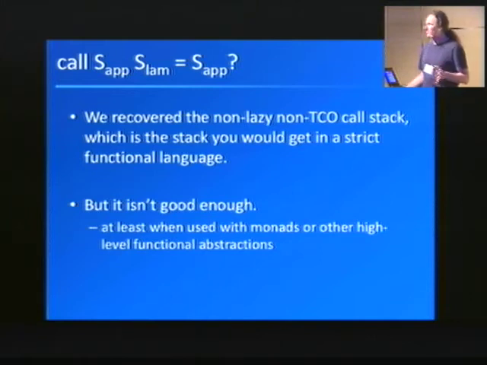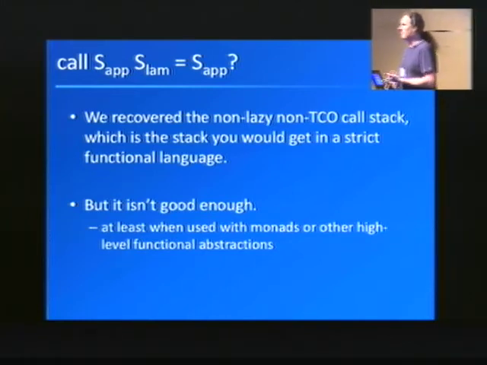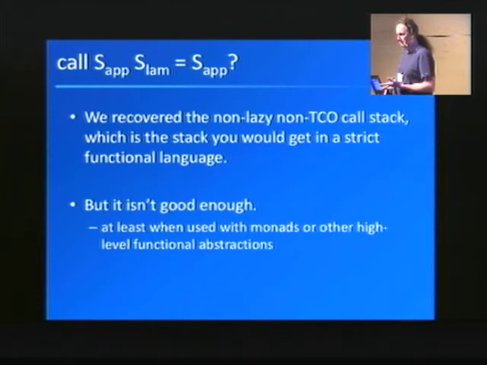Well, we managed to eliminate lazy evaluation and tail call optimization from affecting the stacks. And we got back to the stack that you would get in a strict functional language with no tail call optimization. But it isn't good enough, at least not in Haskell, where we do lots of monads and complicated higher-order stuff.